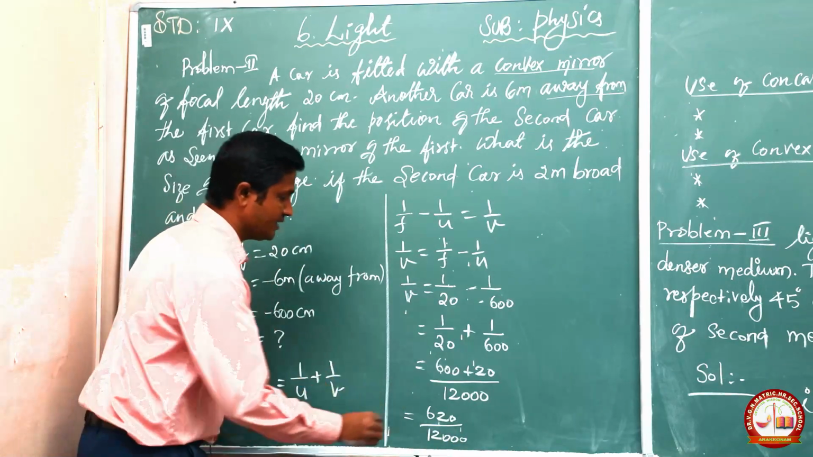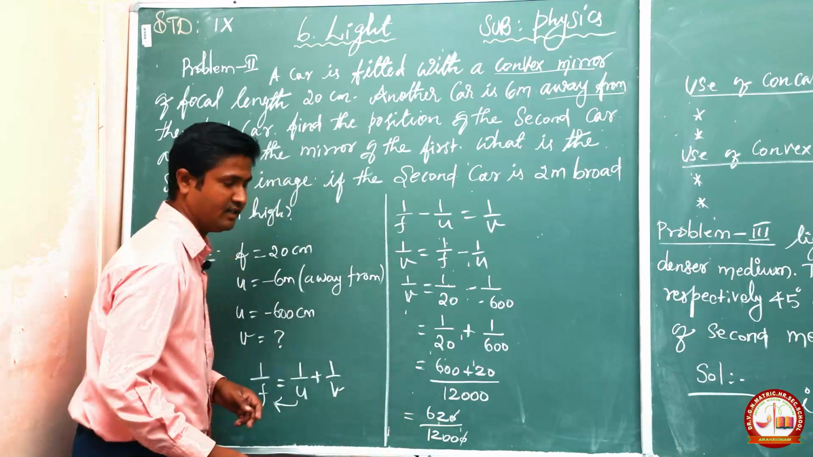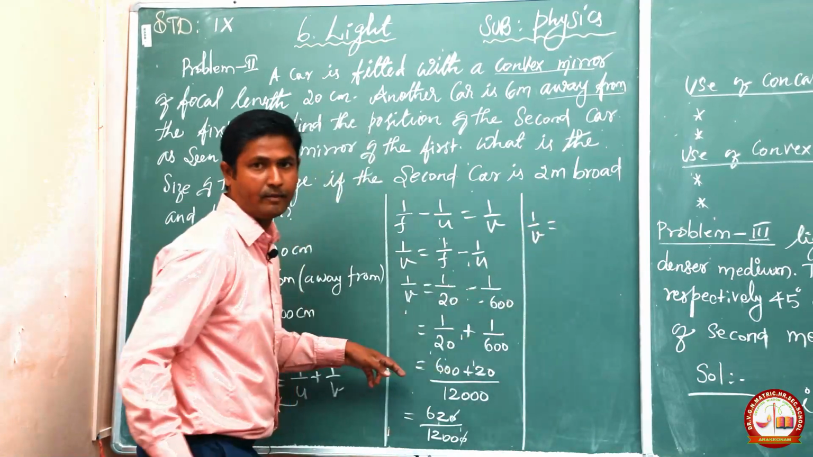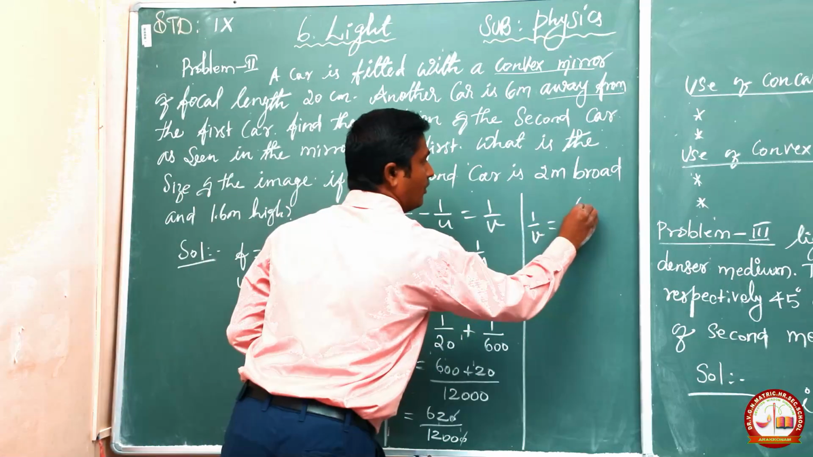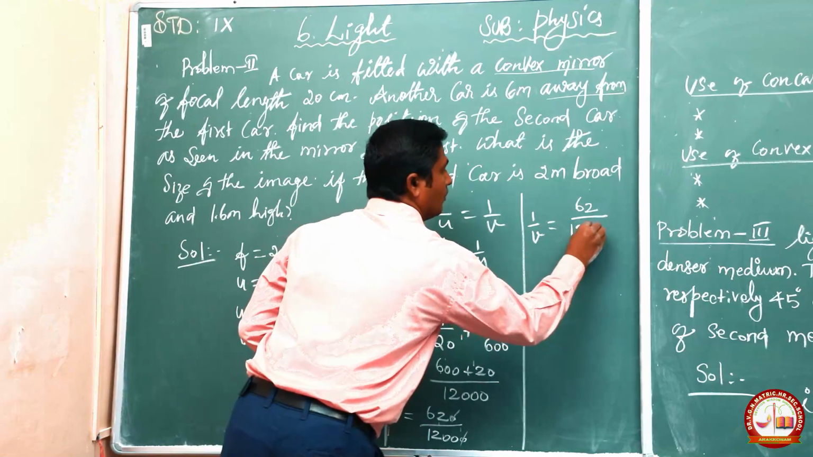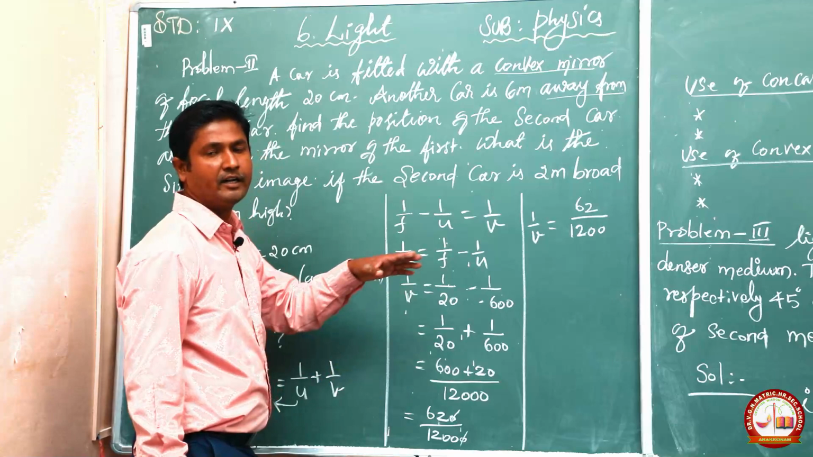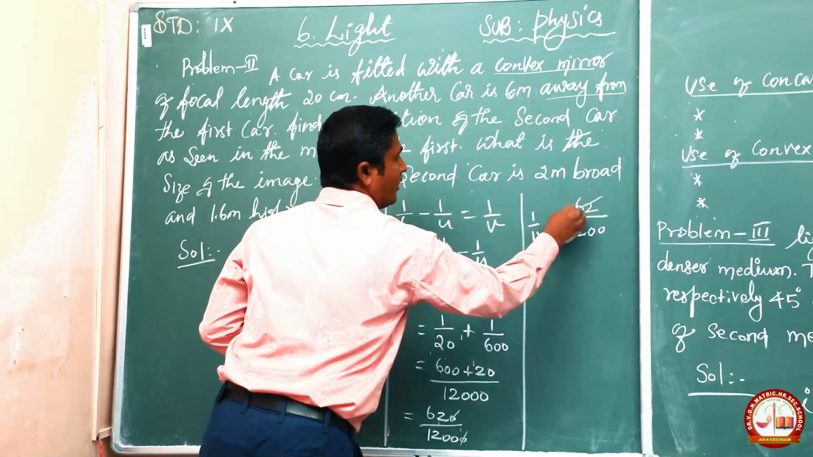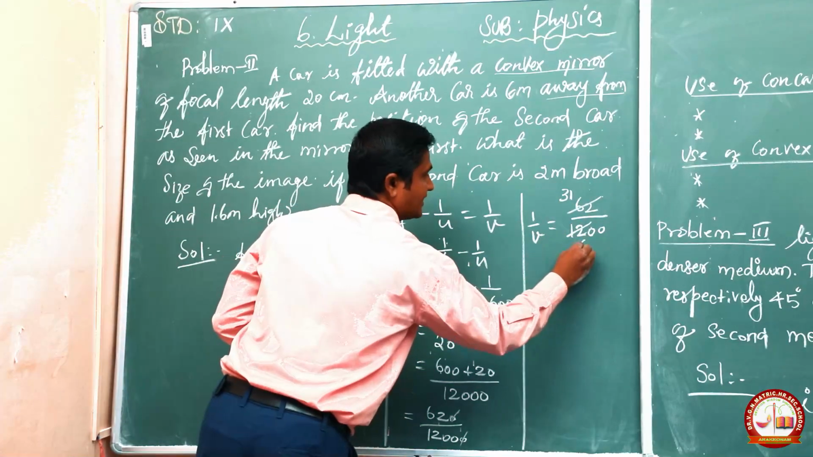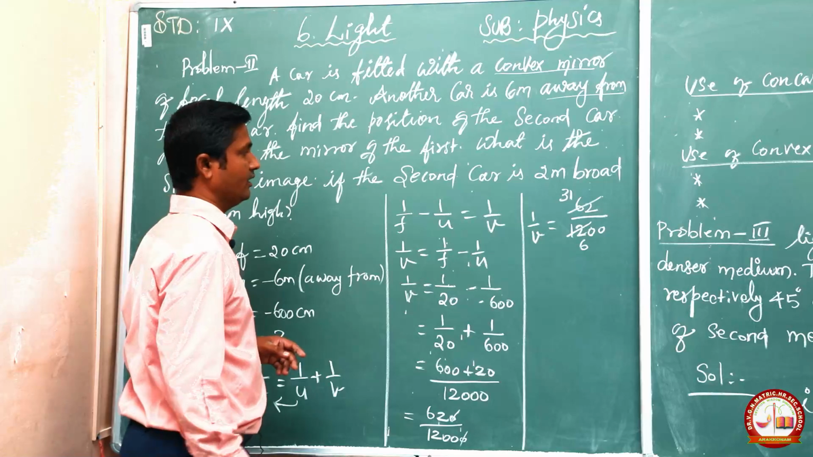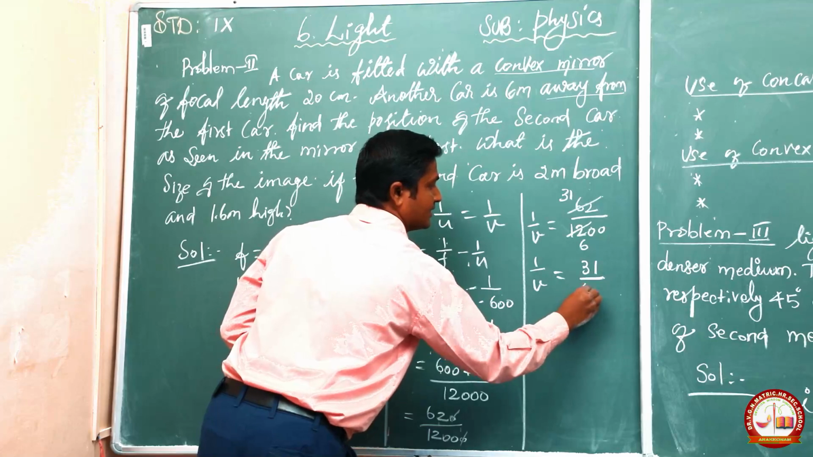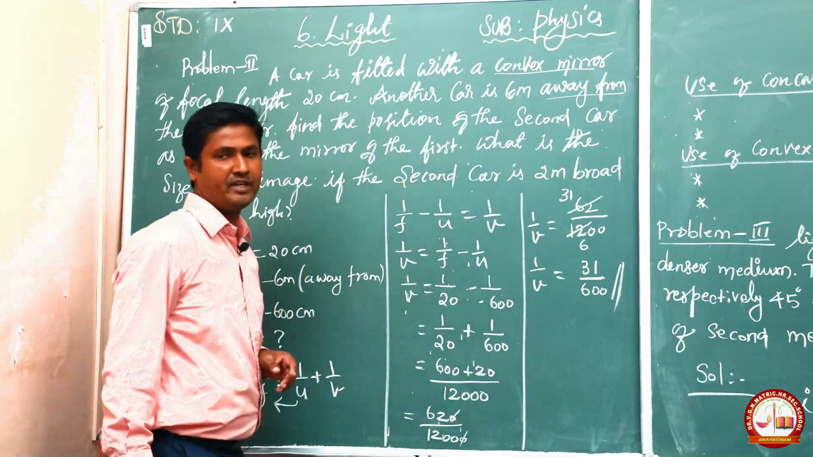12,000. First you cancel the zeros. So remaining 1 by v equal to 62 divided by 1200. Next, divide the two. So 31 2s are 62 and 600s are 1200. So the value is 1 by v equal to 31 divided by 600. This is the 1 by v answer.